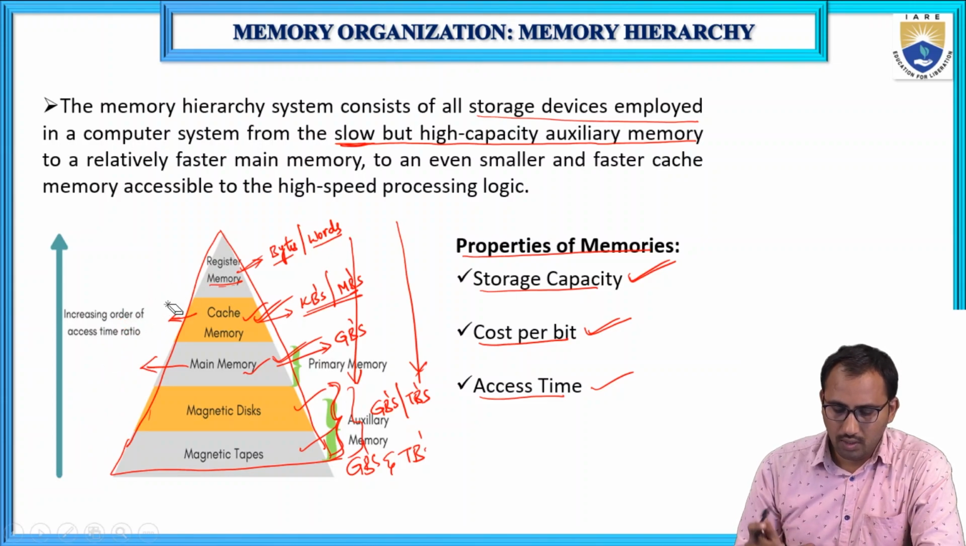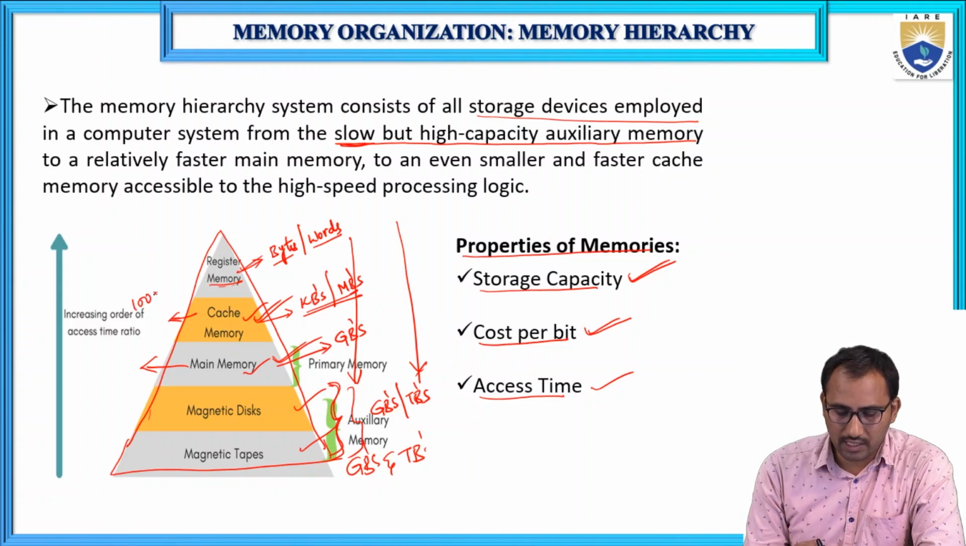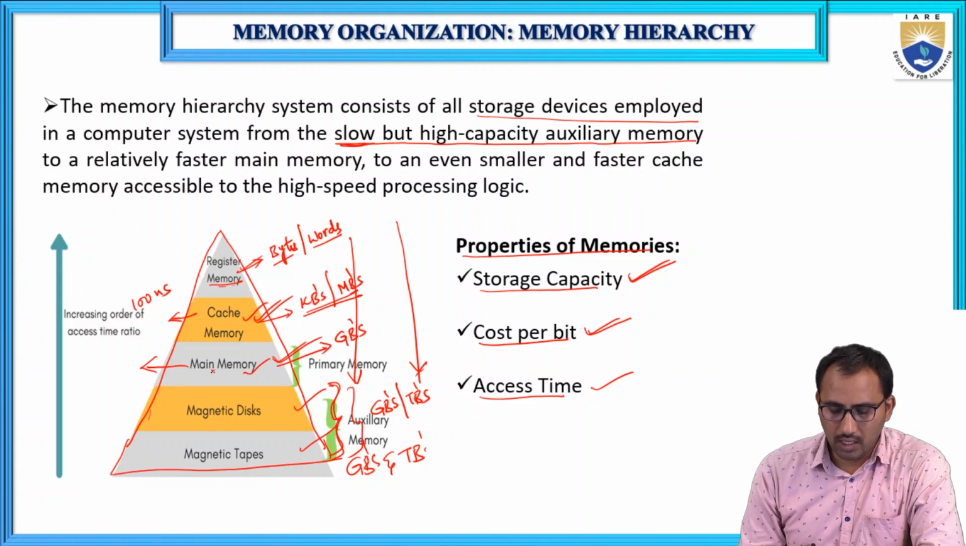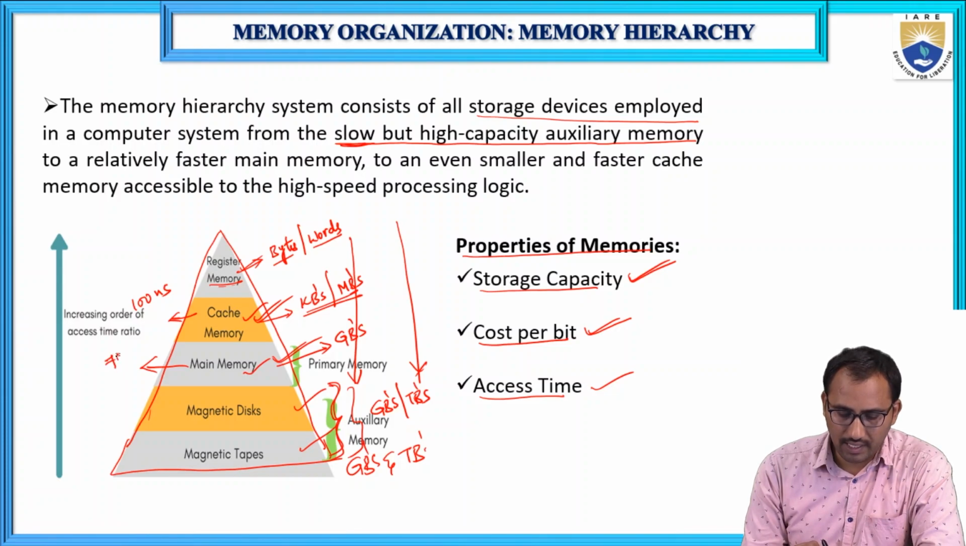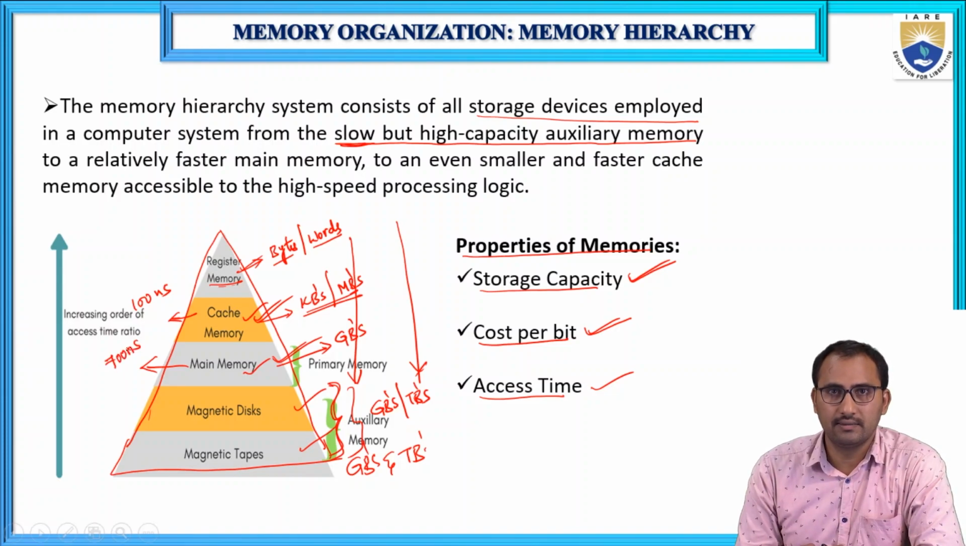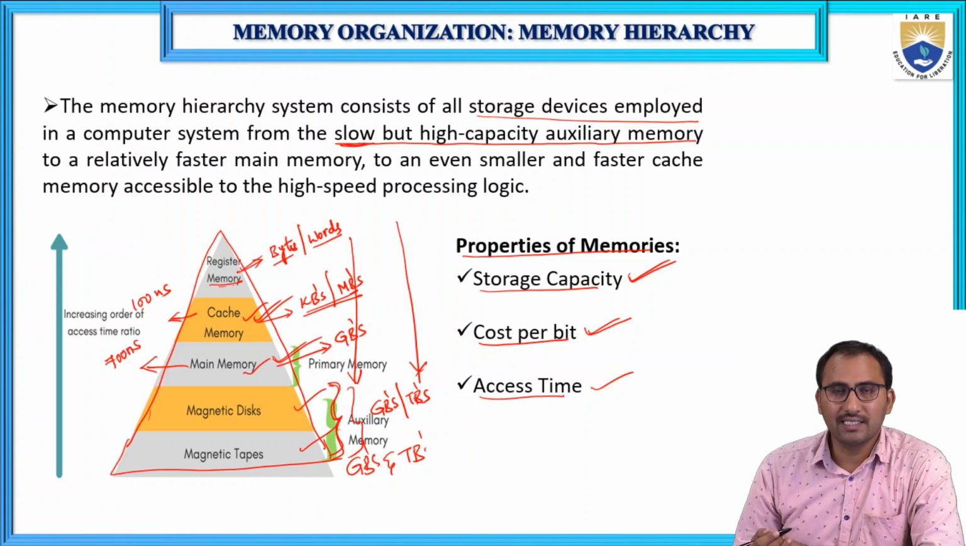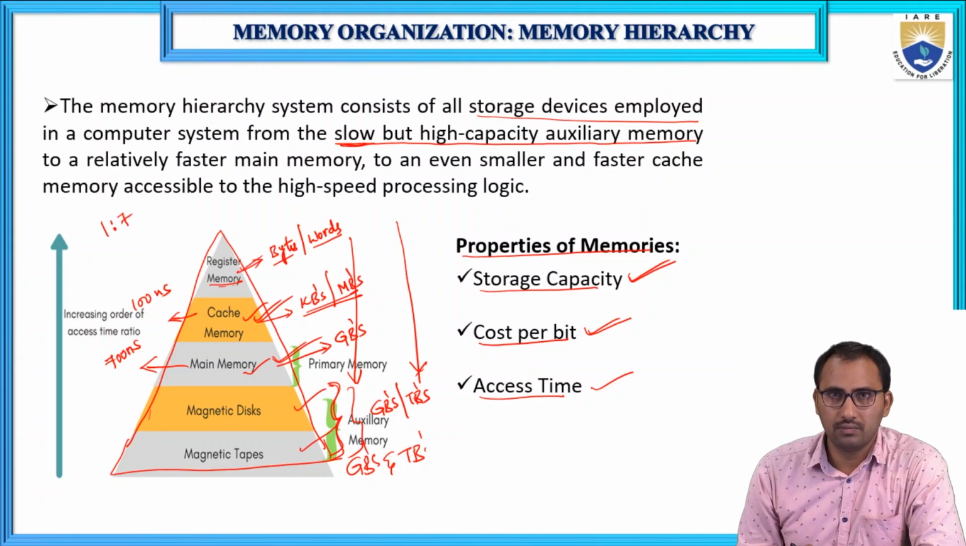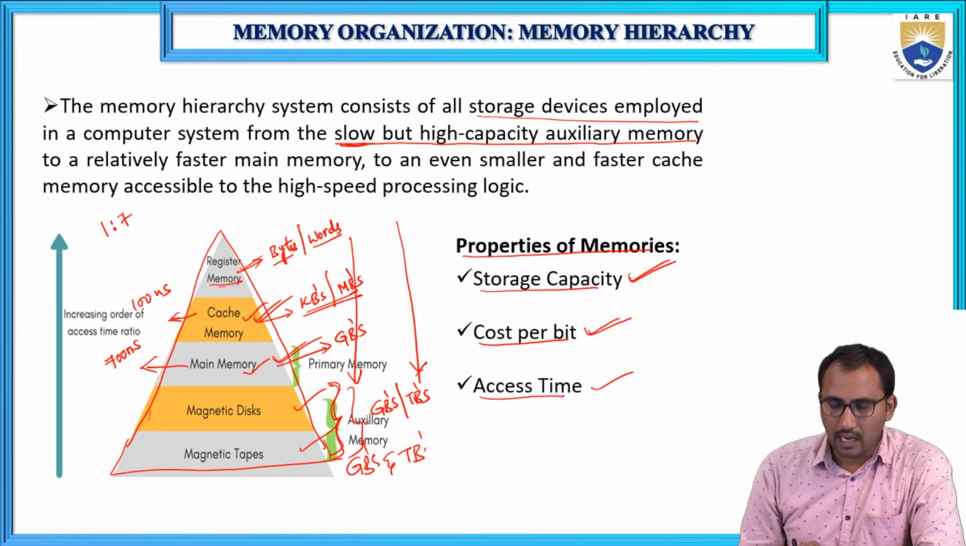For the cache memory, it takes 100 nanoseconds to access the data. That means it is very fast. The access time of the main memory is 7 times that of the cache memory, so that means 700 nanoseconds. So the access time ratio of the cache memory to the main memory is 1:7.